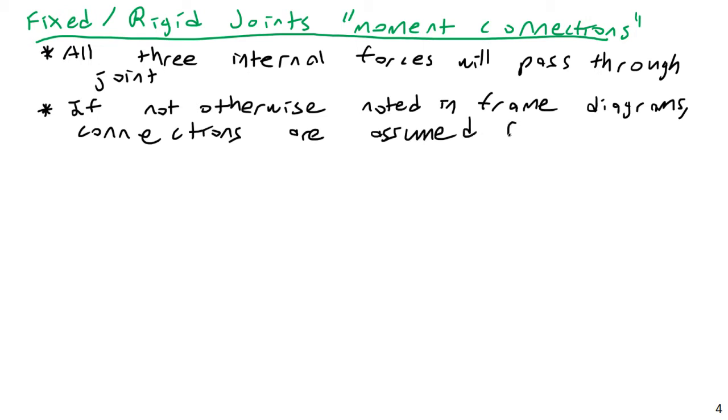And let me draw out what that means. So, for example, if I have a frame here, in a simple frame diagram, this is just represented by 3 lines coming into our 2 joints. Notice there's nothing indicated here. There's no pin or roller or any kind of circular thing.